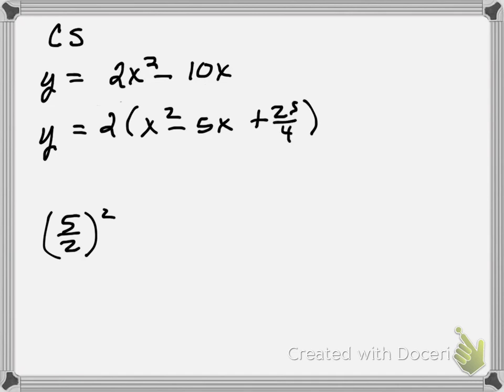But remember, if you're going to add 25/4, you also need to subtract 25/4 so that you don't actually change the value of this quadratic. So here's what I had to begin with. Factored a 2 out. Now I'm in the process of completing my square. So you cut this in half, that's 5/2. You square that value, that's 25/4. So you add it, and then you subtract it to counteract the fact that you added it.